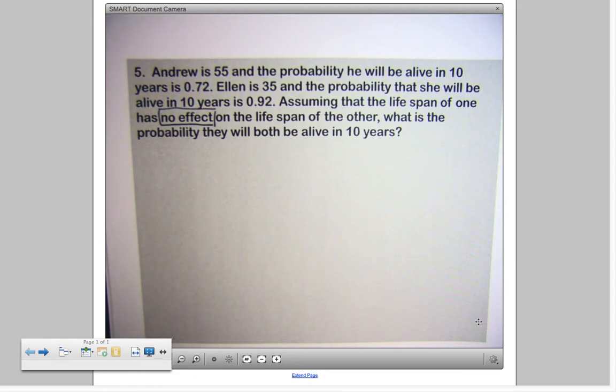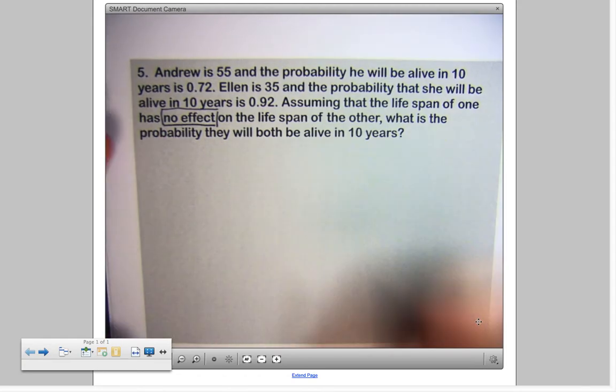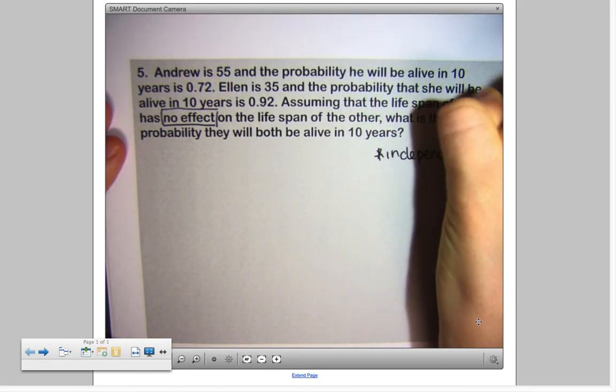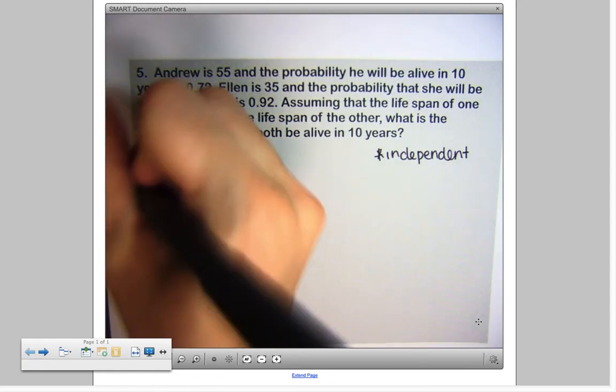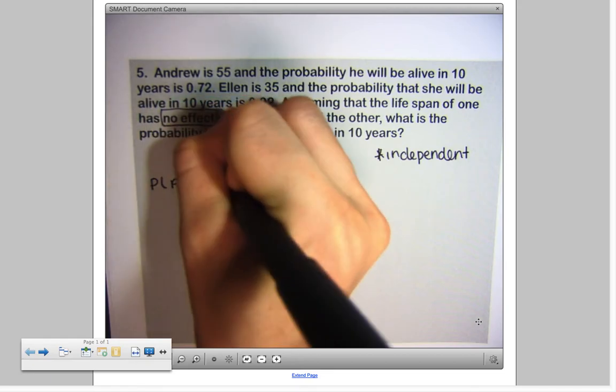Okay, so we had 4 different situations. If we go back to the 4 that we wrote down: independent, dependent, mutually exclusive, or not mutually exclusive. If one has no effect on the other, that means these are independent events, because one is not changing the other. So I want the probability that they will both be alive in 10 years. So I want the probability that Andrew is alive and Ellen is alive.